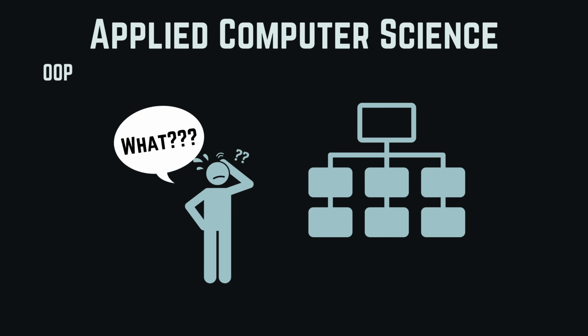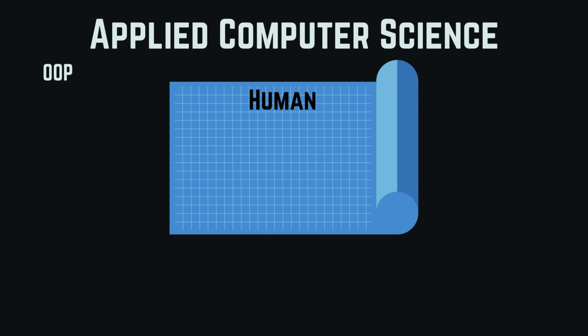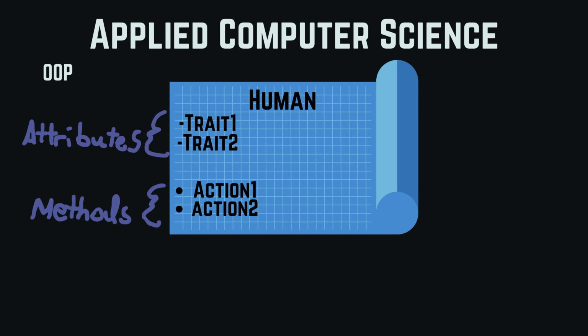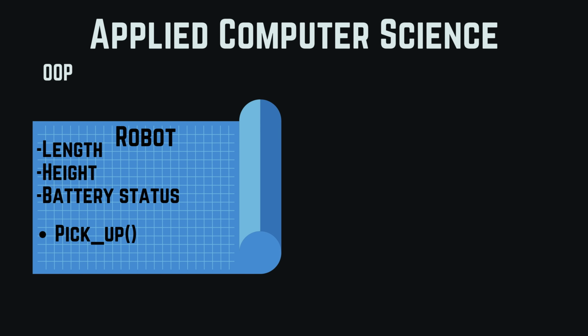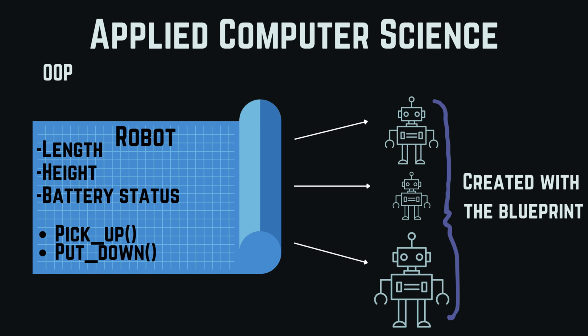Alright, let's talk about object-oriented programming, or short OOP. Many people struggle with understanding classes, but classes are essentially just blueprints where you write down what traits this class should have and what they can do. The traits you call attributes, and what the class can do is called methods. Let's look at this robot class. He has length, height, and battery status as attributes. And his methods are pick up and pick down. Congrats, you now understand what object-oriented programming is.